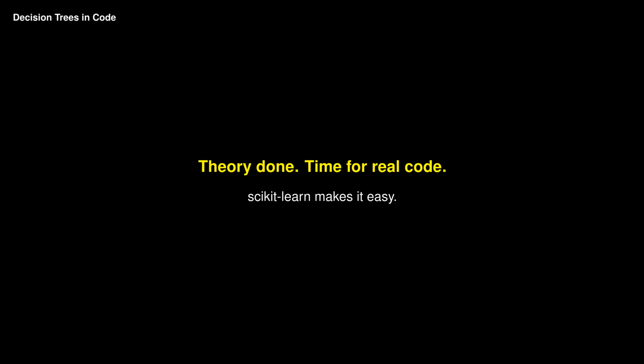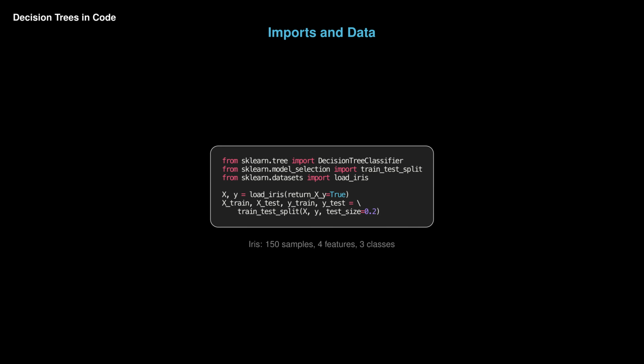We need DecisionTreeClassifier from scikit-learn.tree and train_test_split from scikit-learn.model_selection. For our dataset, we will use the classic iris dataset, 3 flower species, 4 features, sepal length, sepal width, petal width, 150 samples. We load it and split into train and test sets, 80% train, 20% test, random state for reproducibility.